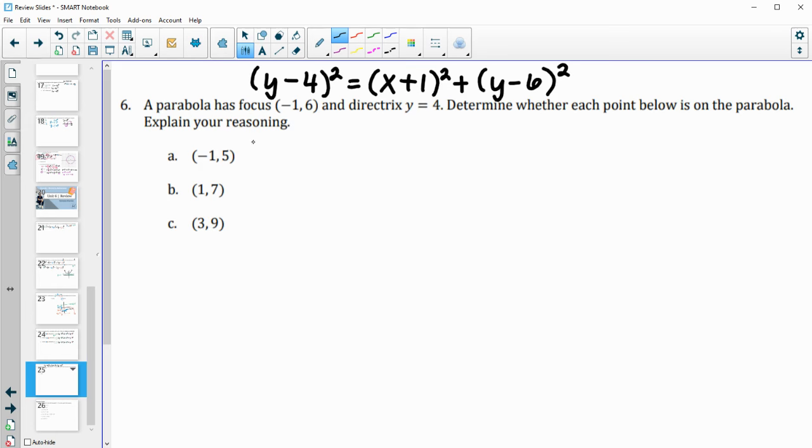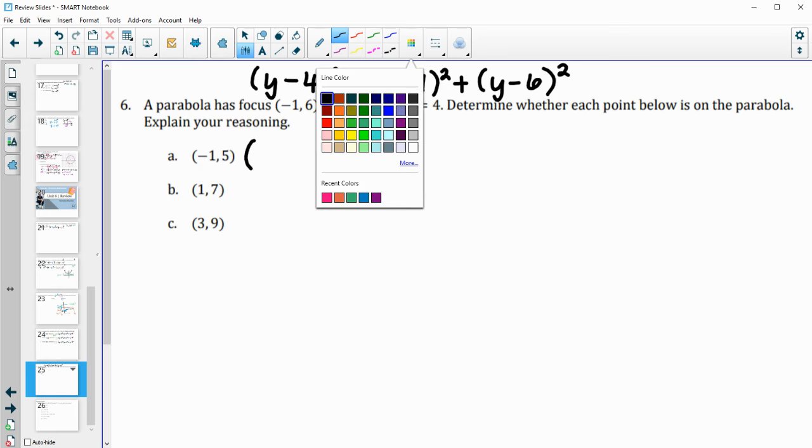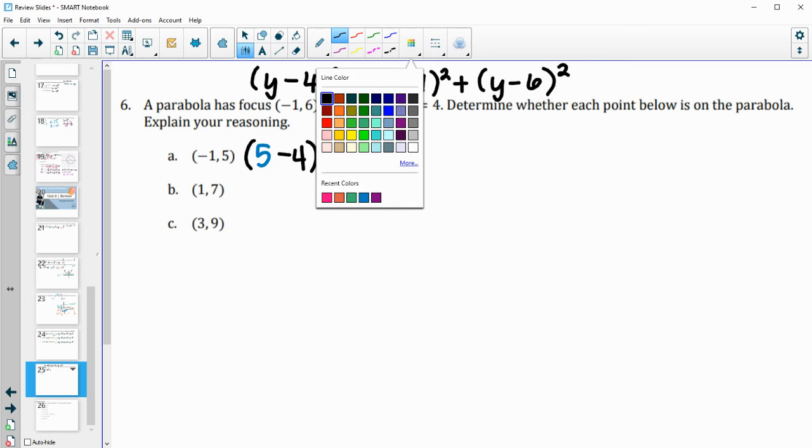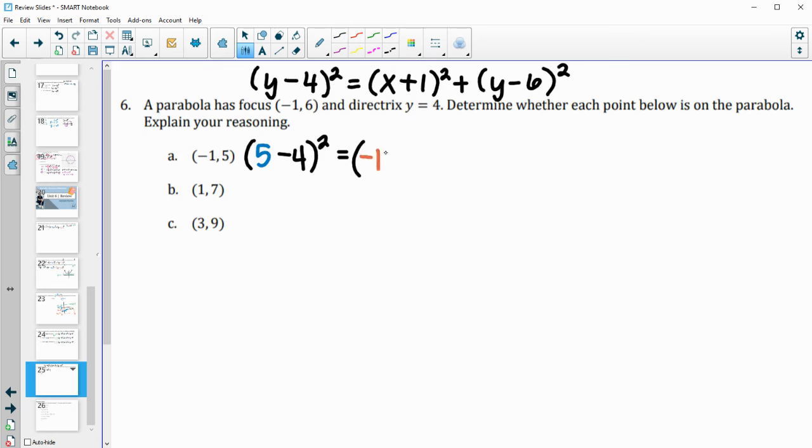So let's just plug these in here. We're going to be doing the y coordinate, which is 5, minus 4 squared. That should equal the x coordinate, negative 1 plus 1 squared, and then plus the y coordinate, which is 5, minus 6 squared. So 5 minus 4 is 1.